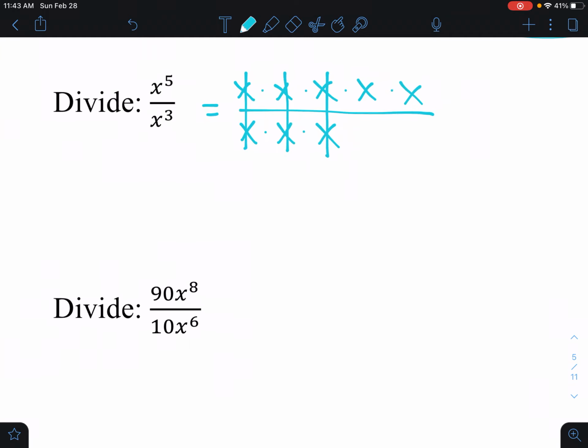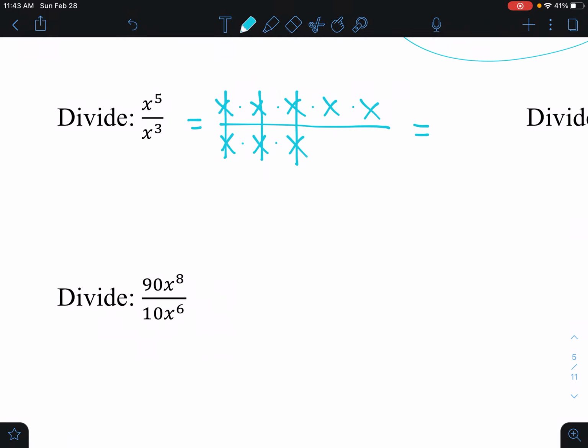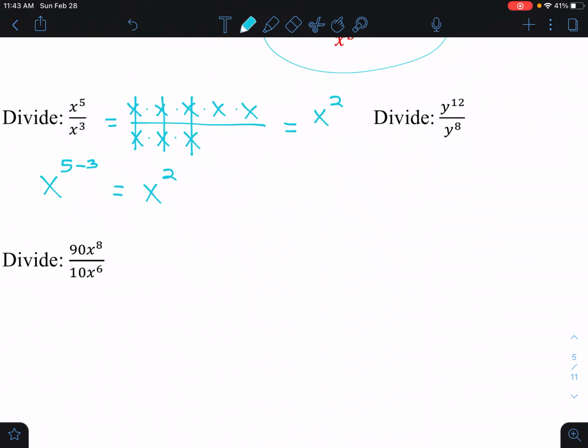So what am I left with? Now I have 2 x's on the top and nothing on the bottom. Well, this is really 1. I could put a 1 there, but that's not necessary. So really, I just have x squared. And then somebody said, notice if I just subtract the exponents, that's faster. 5 minus 3, I just get x squared. So it's way quicker to do that rather than writing it in expanded notation every time. So that's how the property works.